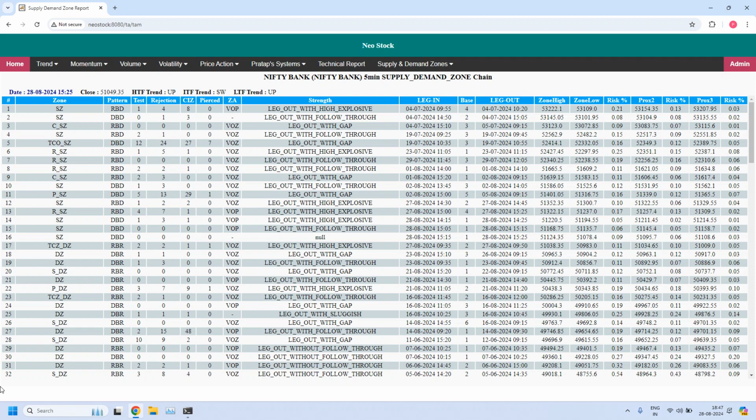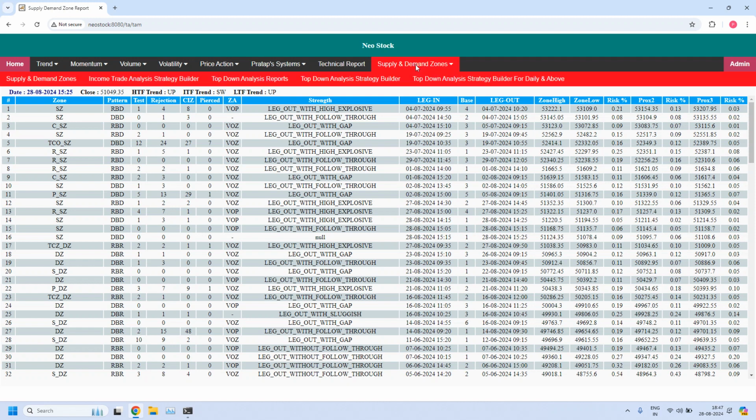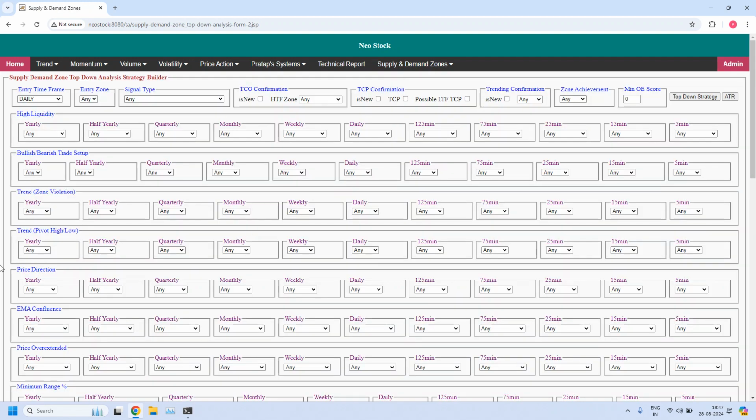So this is about Bank Nifty supply demand zone chain. With this we have completed supply demand zone chain for both Nifty and Bank Nifty. The next set of reports are based on the income trades. So the first report is a monthly income trade bullish trade setup. For monthly income trade, entry time frame is daily and entry zone is demand zone.